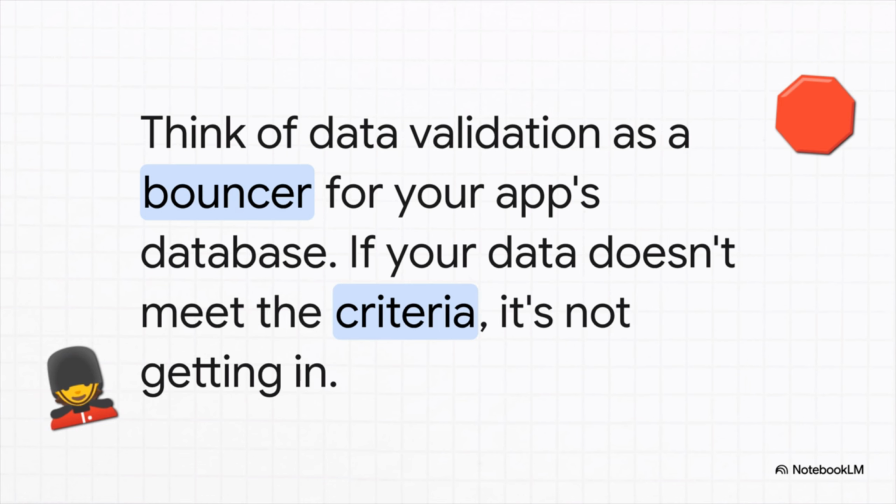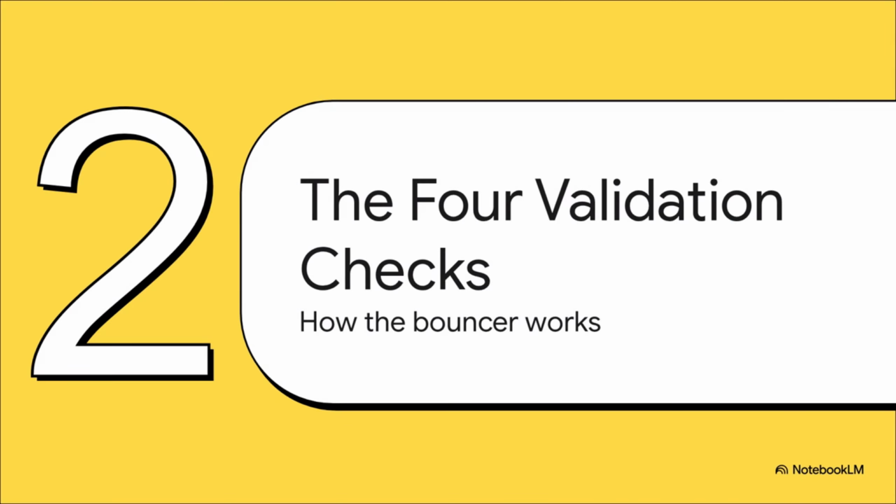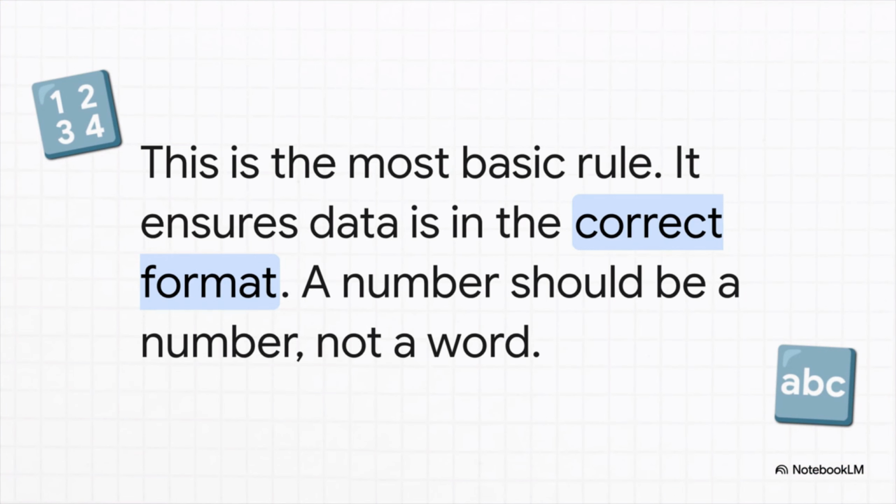Simple as that. So how does this bouncer even know what to look for? Well, it uses a set of 4 really basic but really powerful checks to inspect every piece of data trying to get in. Let's break them down. First up, we've got the most fundamental rule, the data type check. This one is super simple. It just makes sure the data is in the right format.